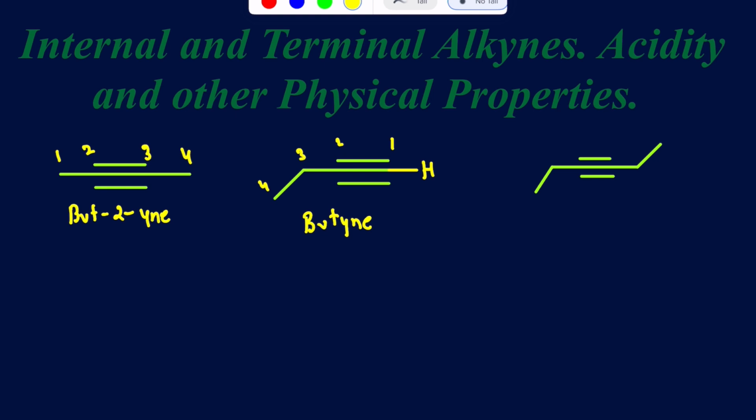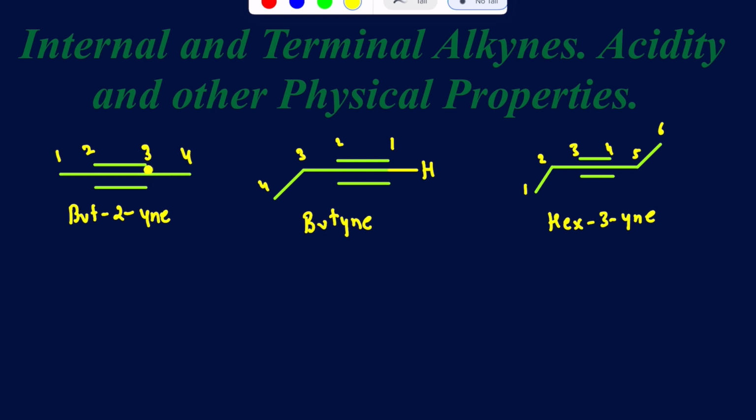Now, this next one, for example, is still an internal alkyne, so that would be 1, 2, 3, 4, 5, and 6. So we have 6 carbons in there, and that would make it hex-3-yne.